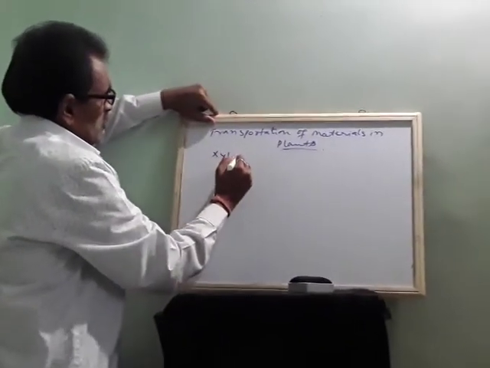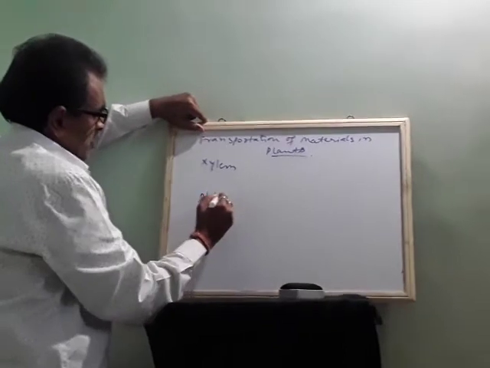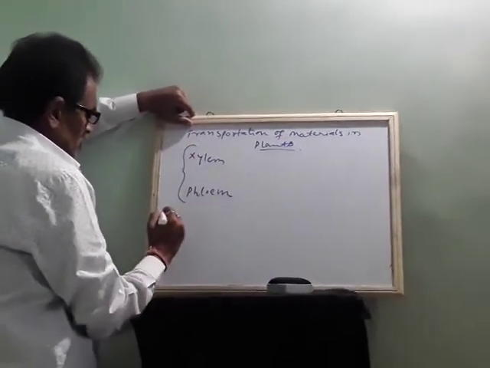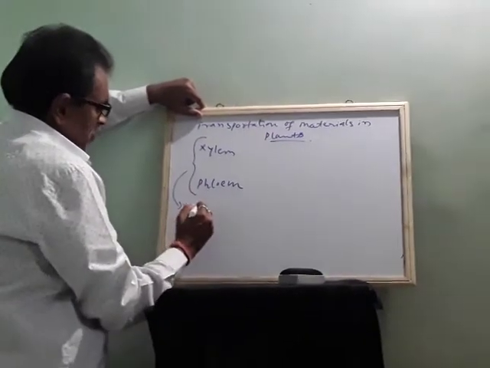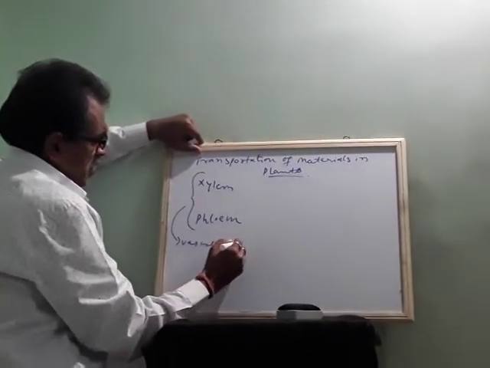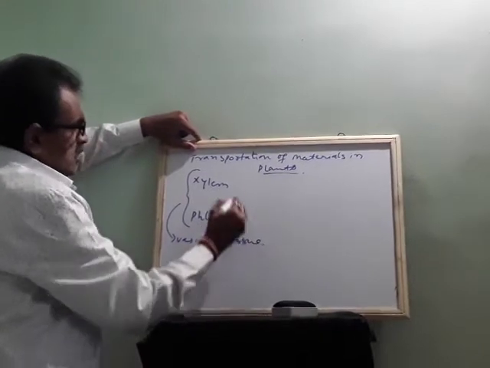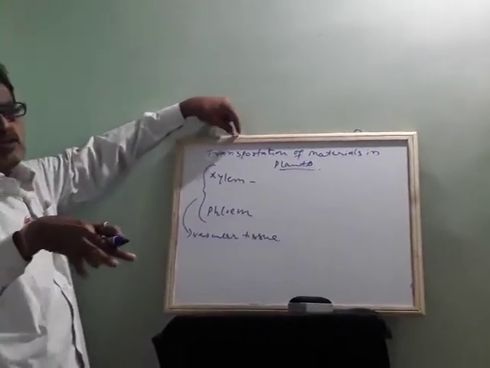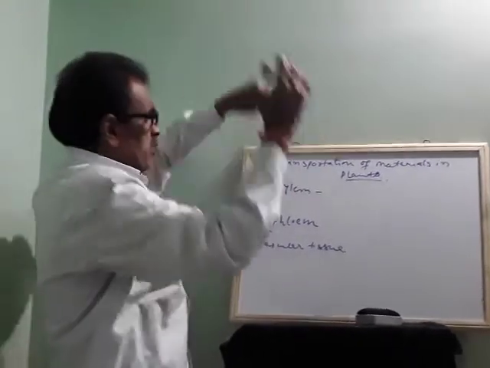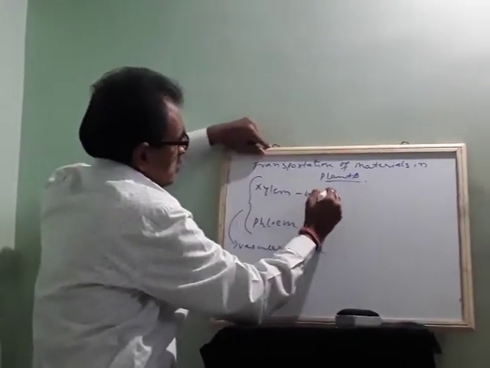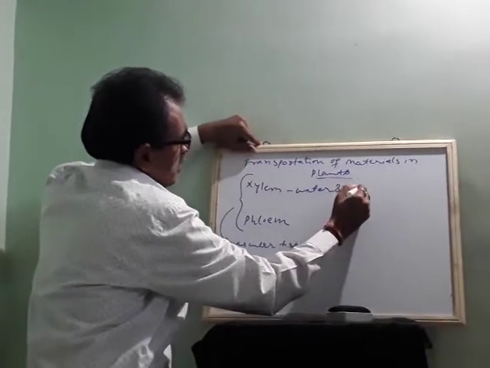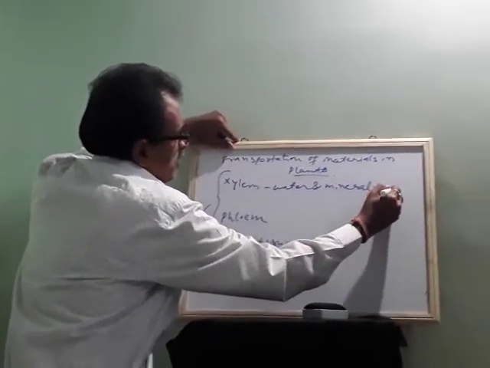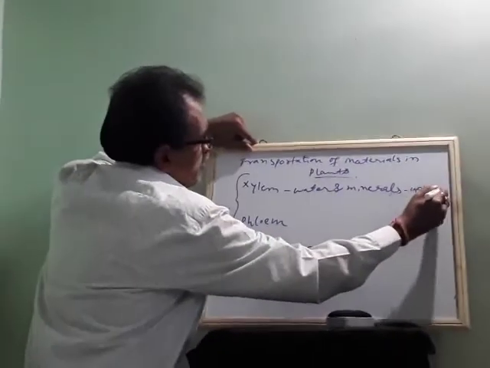xylem and phloem. Already you know xylem and phloem. These both combined are called vascular tissues. Xylem collects water and mineral salts and distributes them to the upper part of the body. Its function is to collect water and minerals and distribute them to the upper part of the plant.